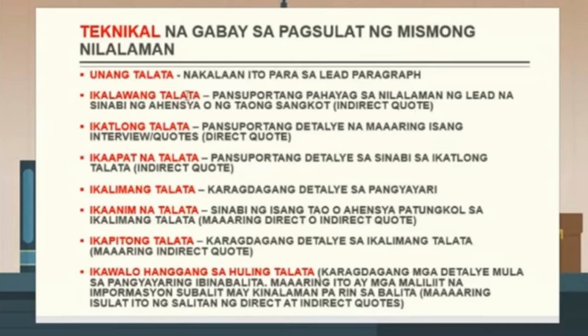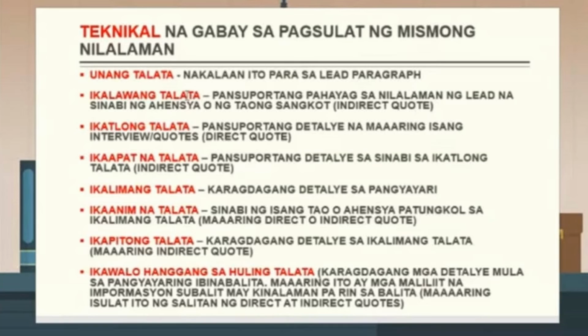In your fifth paragraph, ikalimang talata, additional details on the event, other important information about the event. Ika-anim na talata, sixth paragraph, what a person or agency said about the fifth paragraph. So you let somebody talk again about your fifth paragraph. It can be direct or indirect. Then ikapitong talata, or seventh paragraph, additional details on the fifth paragraph, can be direct or indirect.